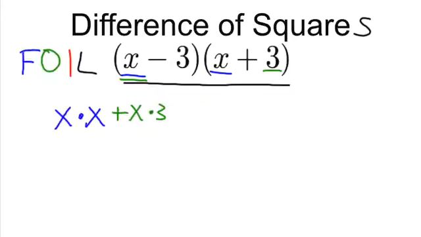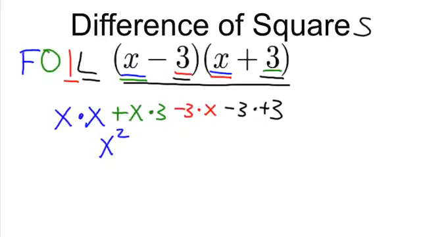Then we're going to be multiplying the inside times the inside. So this is the inside and that's the inside. So I'm going to be multiplying, let's see, -3 times x. And lastly, I'm going to do the last, right? So last, so that's going to be this one times that one. So this -3 times this +3. So -3 times +3.